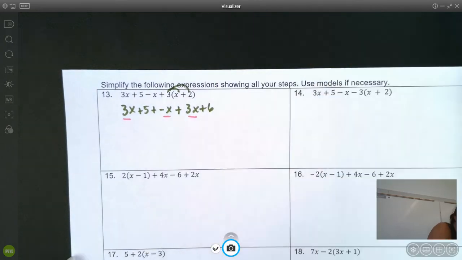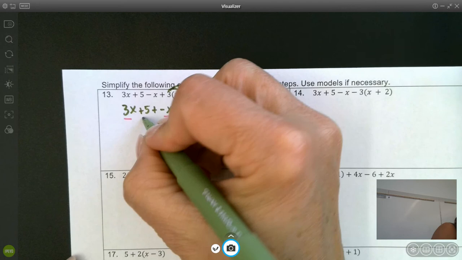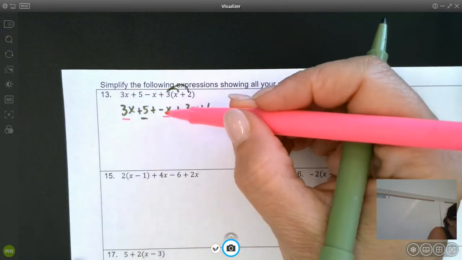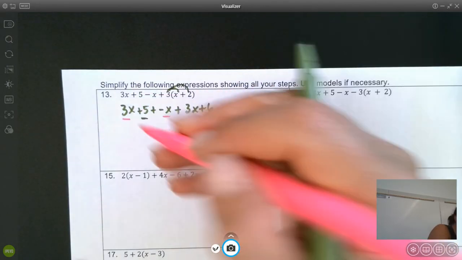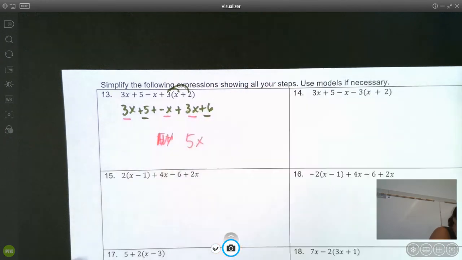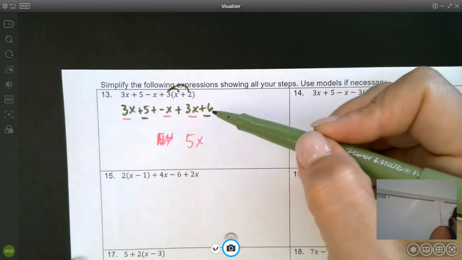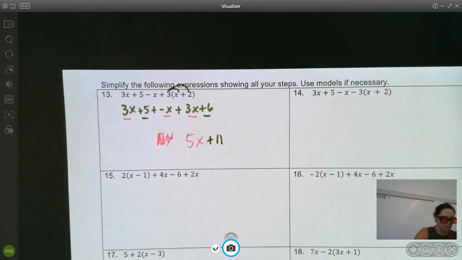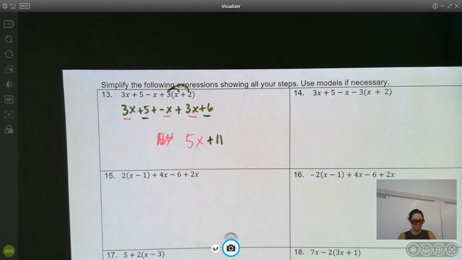And then here are my numeric terms. So my x terms, 3x, negative x, and 3x make, doesn't look like a 5. That's a 5x. And then 5 and 6, positive. So 5x plus 11 is what that turns out to be. Okay, the next one.